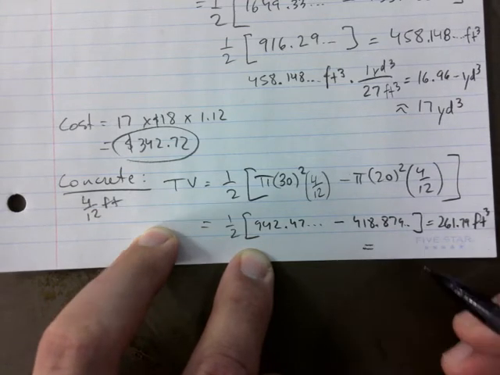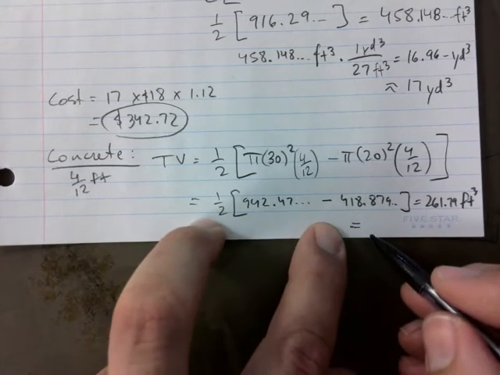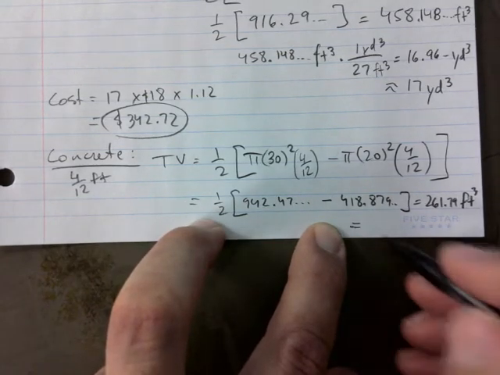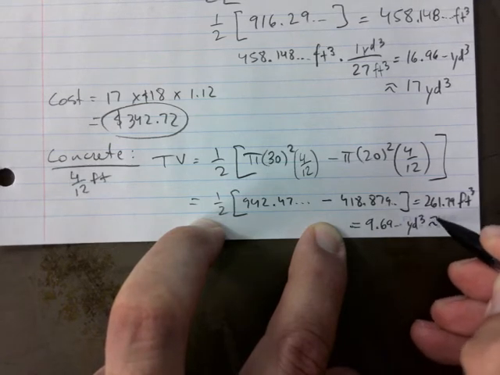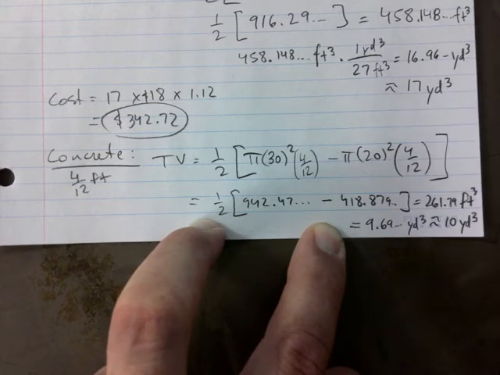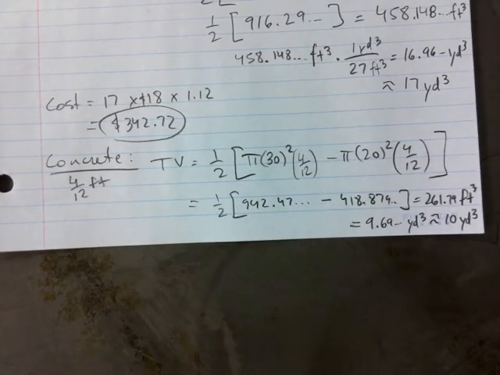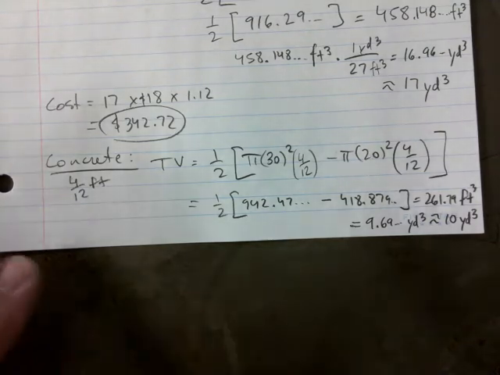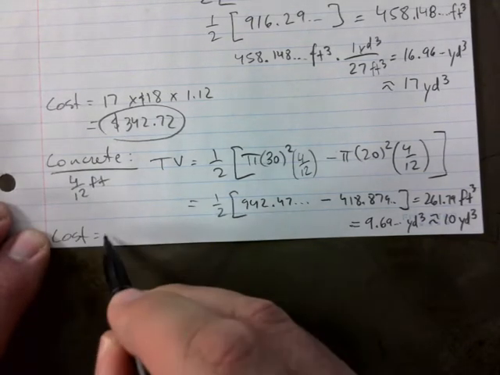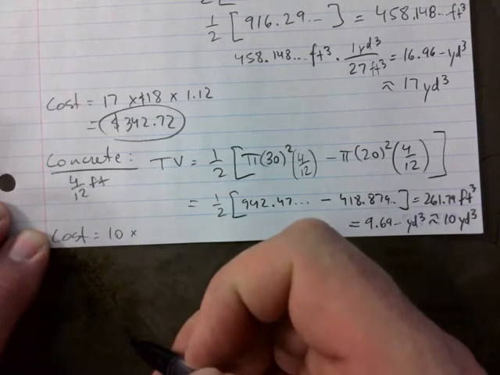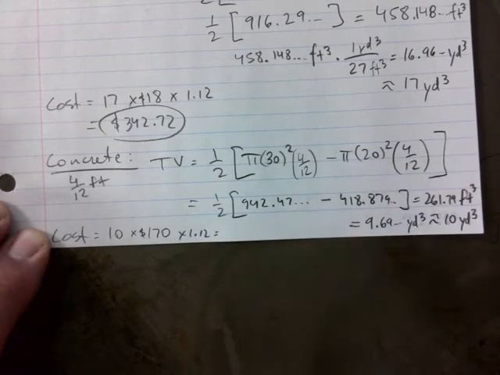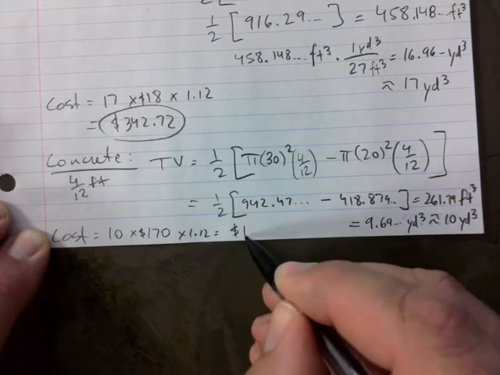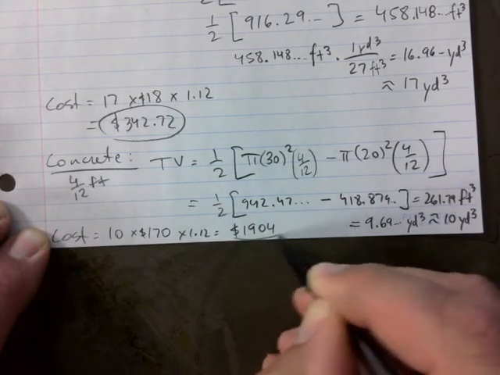And that's approximately, if you divide that by 27, 9.69 something cubic yards. I need approximately 10 cubic yards. So the cost is going to be 10 times 170. It's 170 bucks times 1.12. Phew. But I'm not done yet, am I?